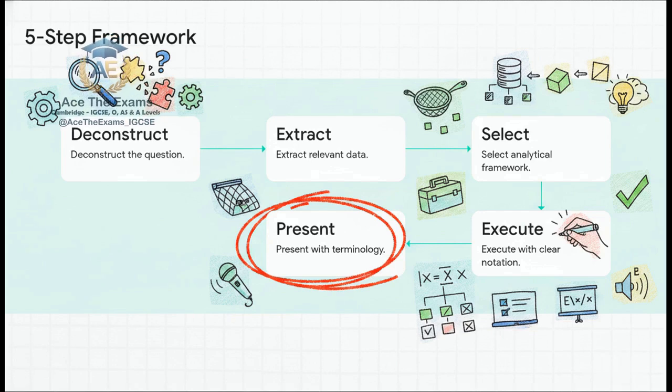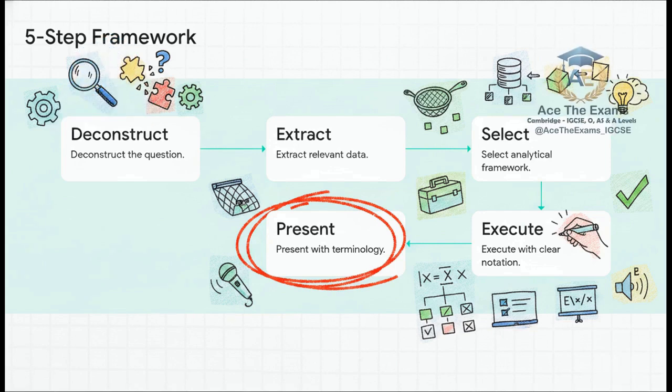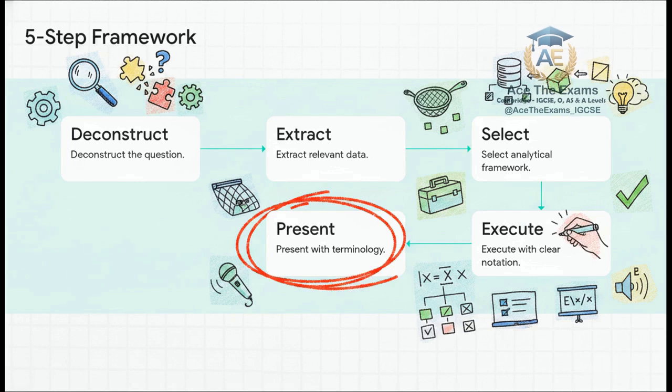Step 3. Select the appropriate analytical framework or concept to apply. Are we talking about redundancy, integrity, or security? Step 4. Execute with clear notation. This is non-negotiable. Step 5. Present your final answer using correct, precise terminology. Step 4 is particularly crucial, because if the examiner cannot follow your logic mapping, they literally cannot award you the marks. This framework is your script. Follow it, and you won't end up lost like Sam.